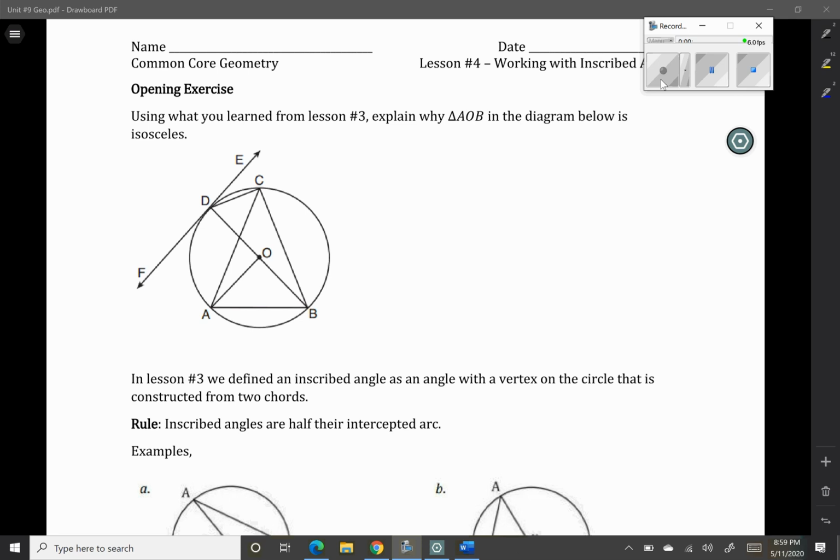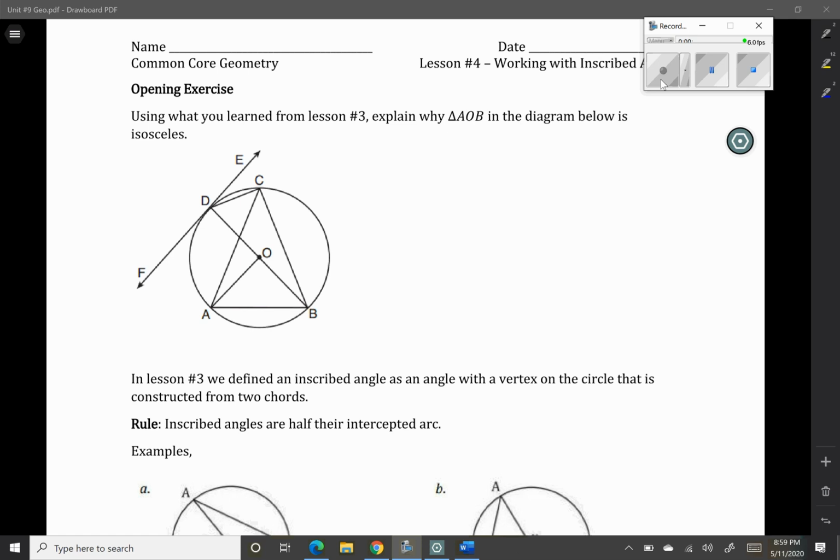So we're continuing our circle chapter here, and we're talking a little bit more about the angles that are created within our circles, more specifically what we call inscribed angles. In lesson 3, we defined what an inscribed angle was, and we were able to come up with a rule for it, and today we're going to play with actual problems that deal with this idea of an inscribed angle.